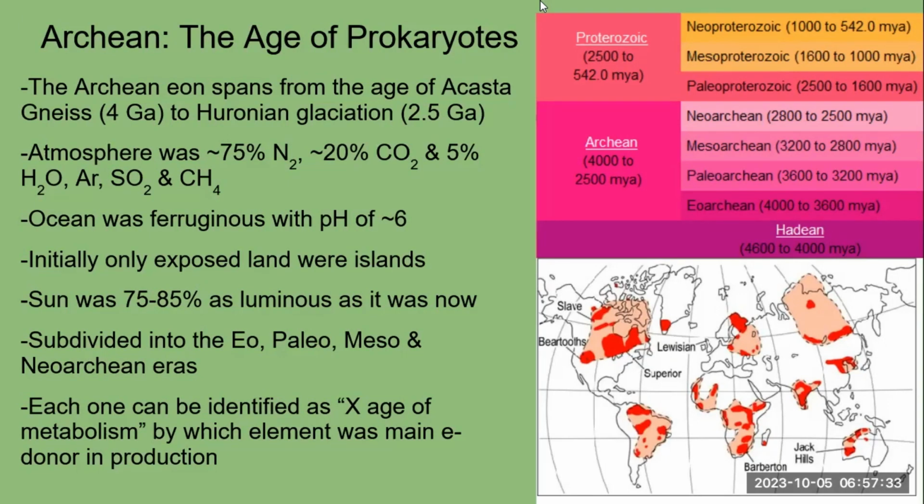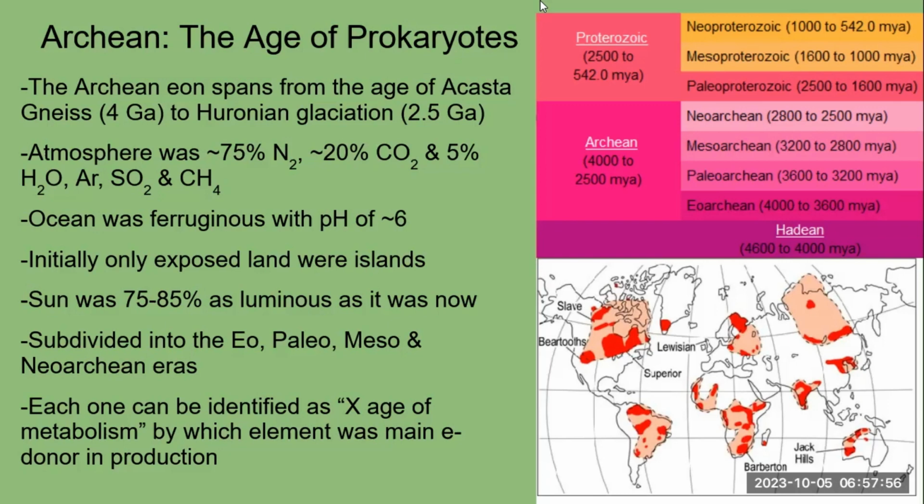The second eon in Earth's history is the Archean, which can be thought of as the age of prokaryotes. The Archean began 4 billion years ago with the formation of the undisputed oldest rock, the Acasta gneiss, and ended 2.5 billion years ago with the Huronian glaciation event. The Archean world was very different from the Earth we're familiar with.